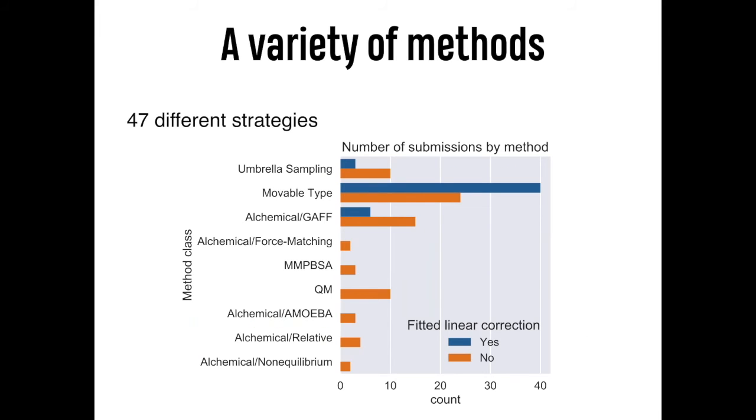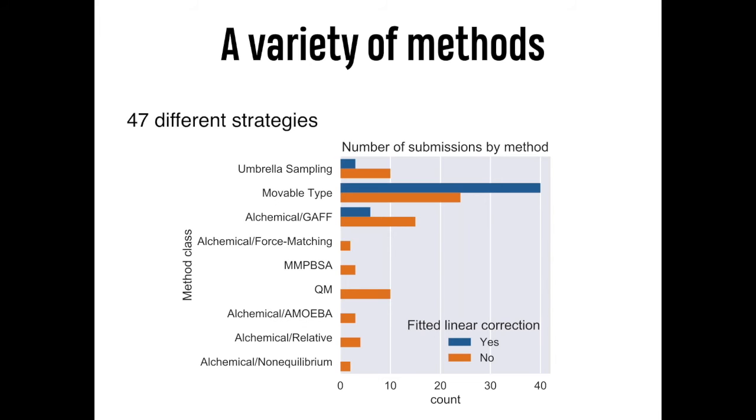So I tried to come up with a classification of the methods. We have a total of 47 different strategies. It turns out that there are so many variations that it's very hard to make a single classification that makes perfect sense. But the main point of the slide is that there is a lot of great data up there. A lot of different methods have been applied. Equilibrium chemical calculations, non-equilibrium, relative or absolute.